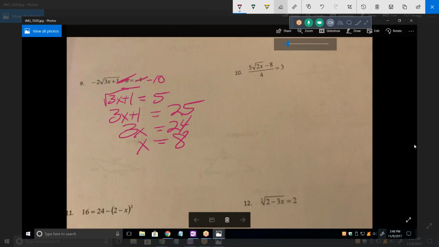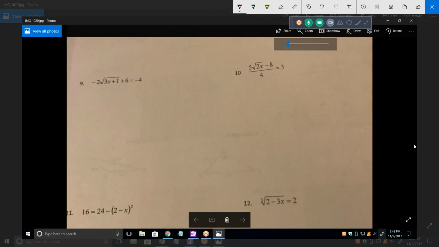Well, usually when you only get one solution, it's going to work. In other words, where you have extraneous solutions is when you get two solutions. If you get one solution, it's most likely going to work. If I plug in 8, then I get minus 2 times the square root of 25 plus 6. Does that equal minus 4? Well, the square root of 25 is plus 5. So that's minus 10 plus 6 equals minus 4. Yes, it works just fine. And I don't really feel like it's worth the time spent. If you only get one solution, it's going to work 99% of the time. So you don't need to check it.